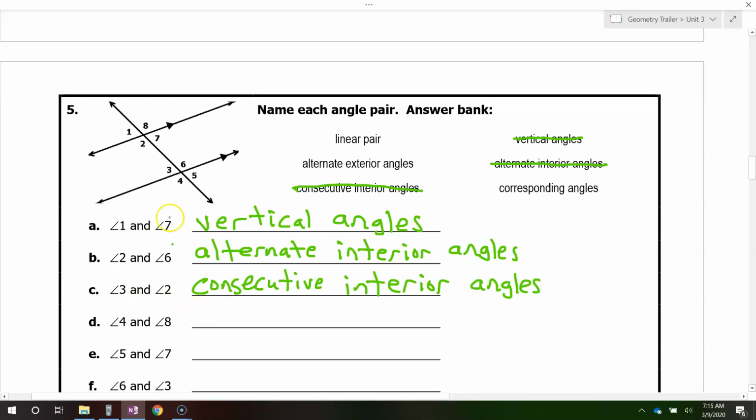All right, 4 and 8. All right, 4 and 8 are alternate exterior angles. They're exterior because they are not between the lines, and they are alternate because they are on opposite sides of the transversal. So alternate exterior angles.